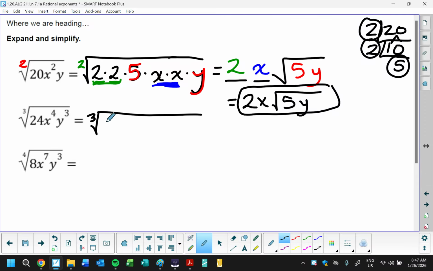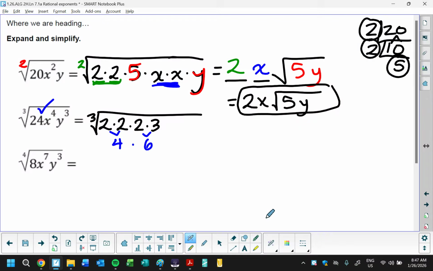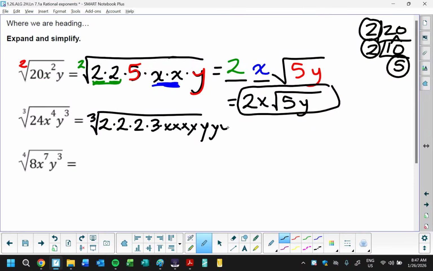Cube root, 24 is the same as 2 times 12. 12 is the same as 2 times 6. 6 is the same as 2 times 3. I'm just going to go ahead and check this. 2 times 2 is 4, 3 times 2. And just to verify, 24's prime factorization is 2 times 2 times 2 times 3. Now I'm going to go ahead. You might not need to do this, but I'm going to expand out x to the 4th. 1, 2, 3, 4. And I'm going to expand out y to the 3rd. 1, 2, 3.